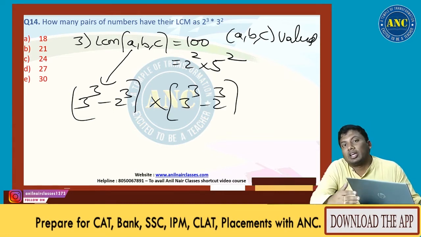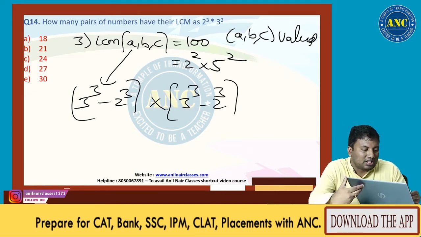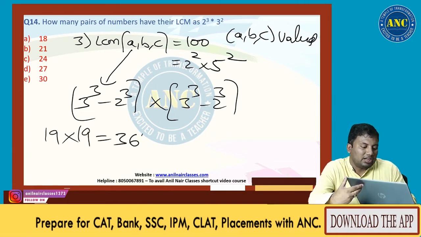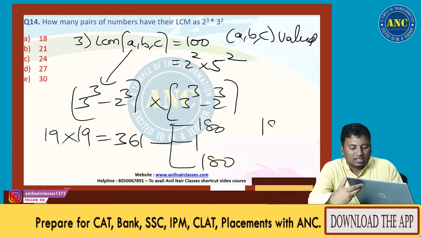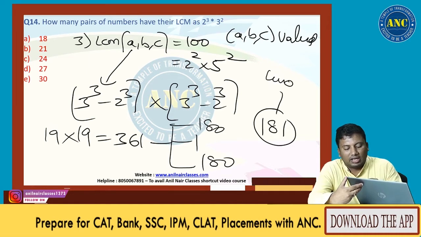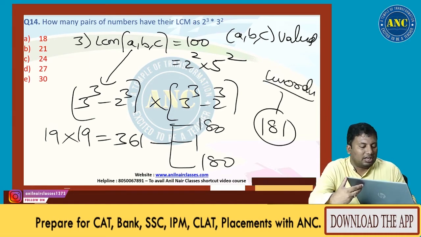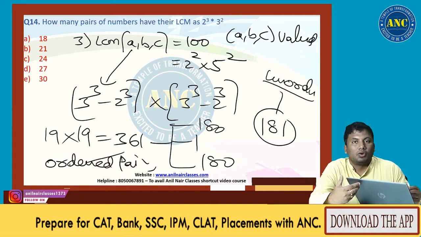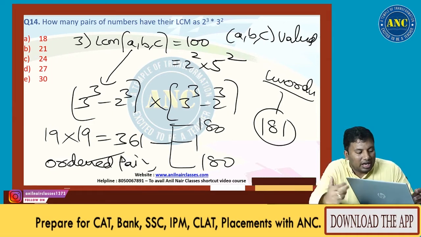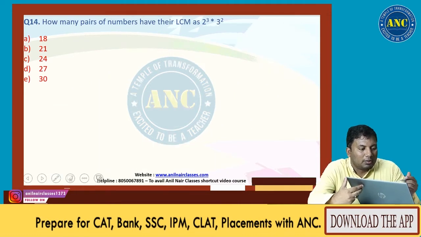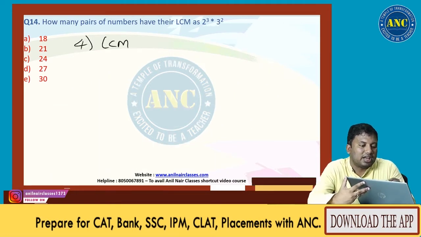How much time is it taking? Go by the definition approach. 27 minus 8, 19. 19 nines are 361. Here 180, here 180. If it is unordered, answer is 181. Ordered, answer is 361. You take 2 variables, you take 3 variables, you take 2 prime bases, you take 3 prime bases. Any question can be solved on the spot. By looking at a question itself, you can say the answer.